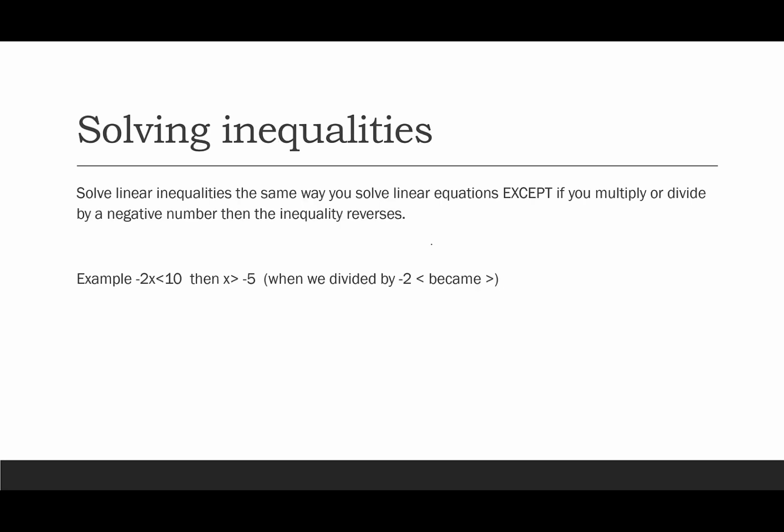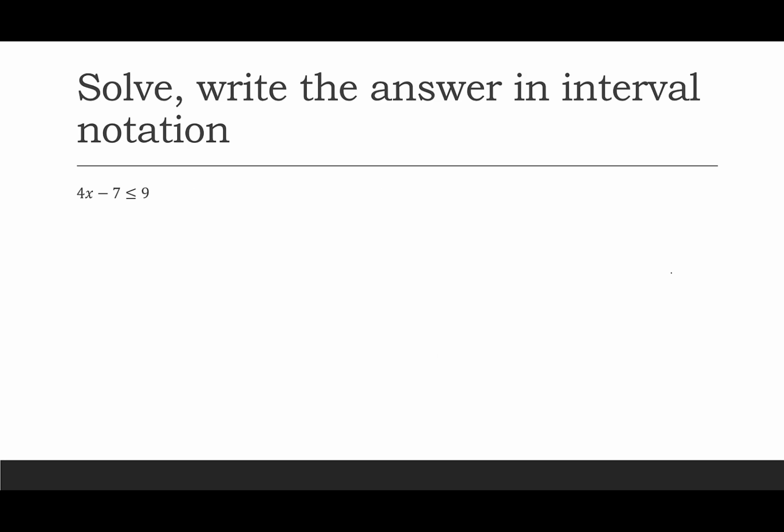When we solve linear inequalities, we solve them the same way we solve linear equations, except if you multiply or divide by a negative number, you need to then flip the inequality, so I reverse it. For an easy example, if I had -2x is less than 10, when I divide by -2, I'm going to flip it to x being greater than -5. So when I divide or multiply by a negative, I flip the inequality sign. So let's solve a few inequalities and write our answer in interval notation.